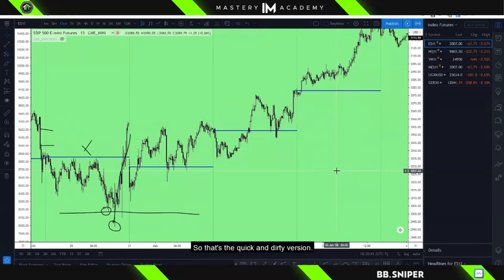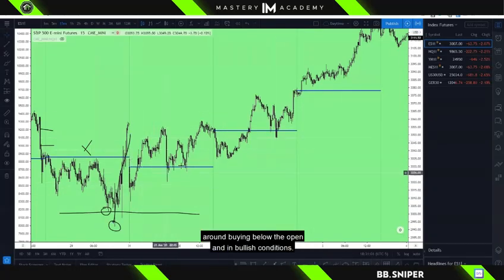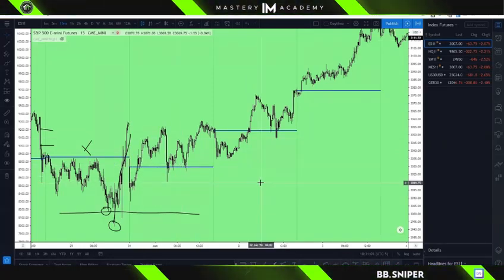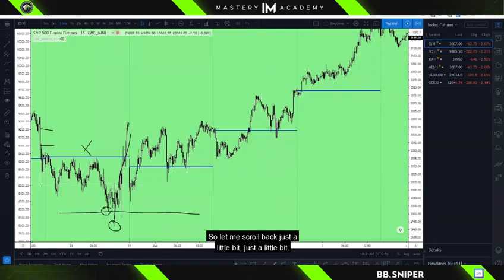All right. So that's the quick and dirty version. Obviously, it gets a lot more into detail because we didn't really do a whole lot on time and price, or even get off of the 15-minute. But basically, I'm kind of showing you the price reaction around buying below the open in bullish conditions. Okay. So let me scroll back just a little bit.